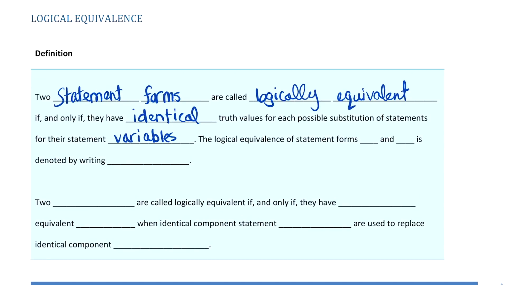The logical equivalence of statement forms P and Q, those are statement variables, so we do a capital when we do statement forms. That's denoted by writing P with those lines again. So this here means P is logically equivalent to Q. Now, two statements are called logically equivalent if and only if they have logically equivalent forms.